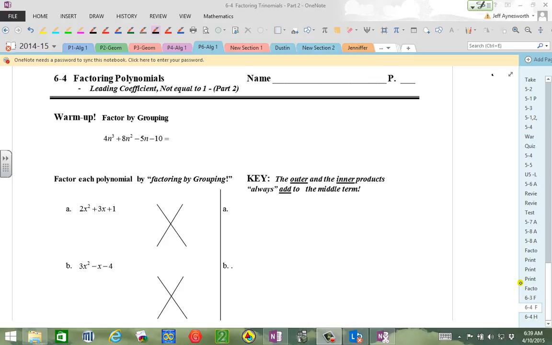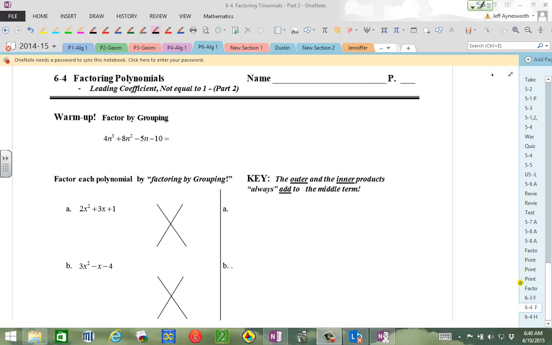Notice the title underneath our main title: lead coefficient not equal to 1. In our previous lesson, it was equal to 1. It was fairly straightforward. This one is the same thing, but you have to do something a little bit different. You're going to see a slight modification of the previous lesson. So if you want, have your previous lesson, 6-3, out side by side, because you're going to see the same techniques. We just have to modify it slightly.